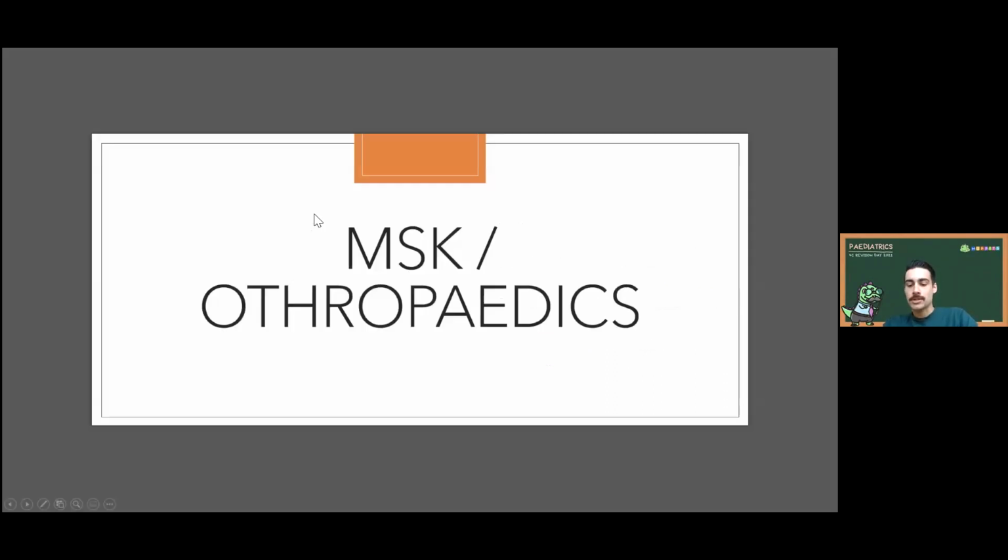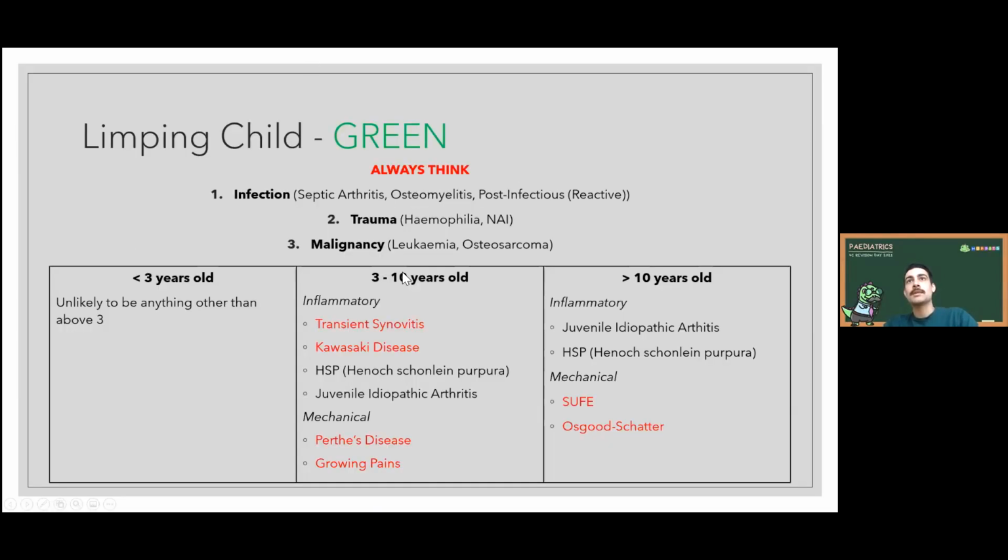Great, so that's endocrinology. Let's go into MSK now. I think the big thing is to try and have a good approach to a limping child in an OSCE. The way to remember it is to split it into age groups, but there's always 3 that you need to remember for all age groups, and that is infection, trauma, and malignancy.